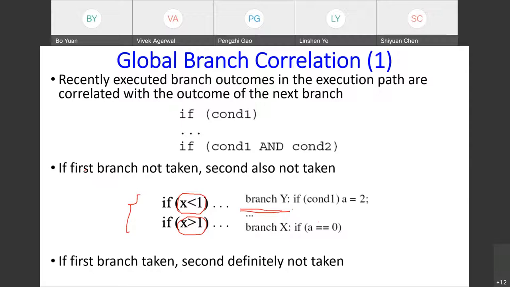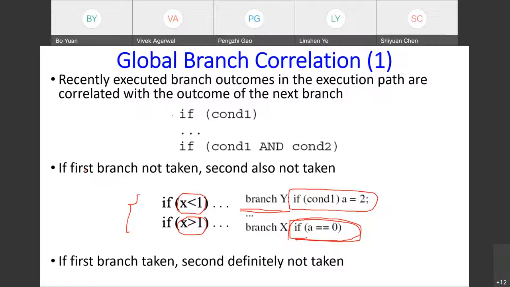And similar things here. If this if statement, because it corresponds to one branch, is taken, then this one will not be taken, right? Because if the condition one is true, it is taken, and A equals 2, and that means that A will not be 0. So when we execute this branch instruction, we know that we are not taking the branch. Is that right?